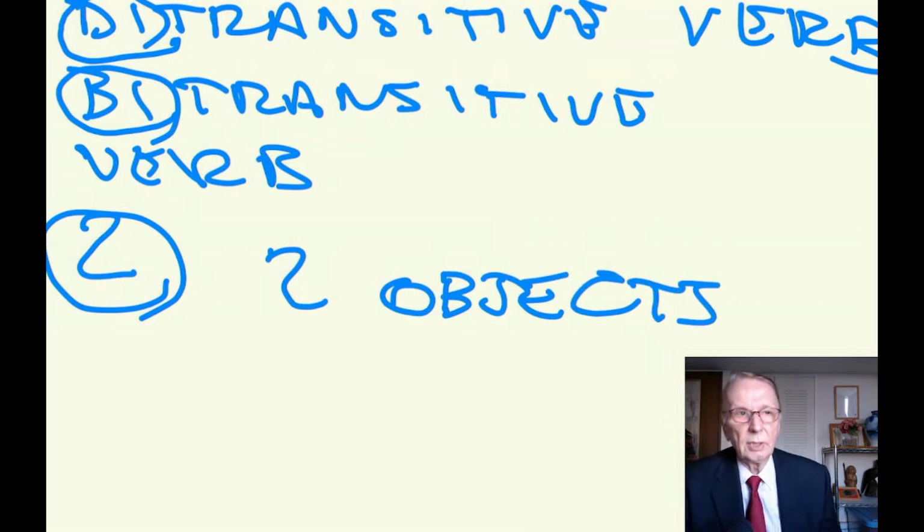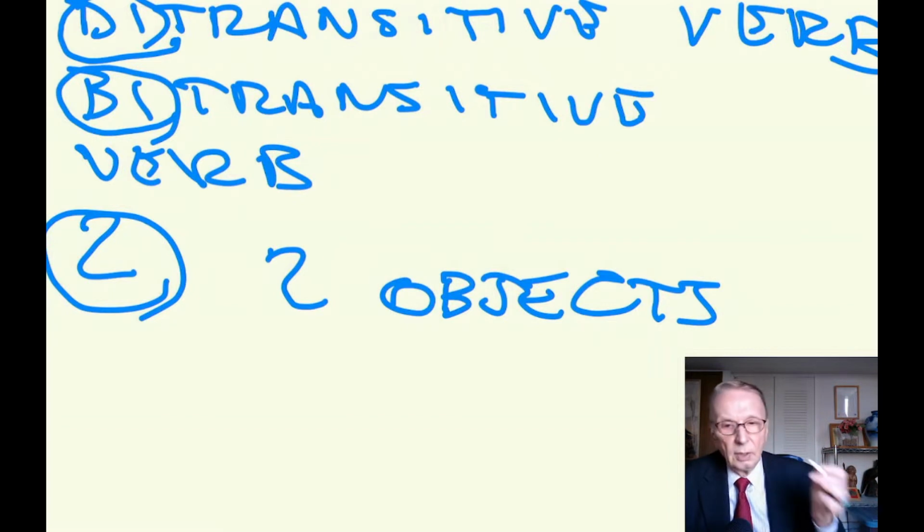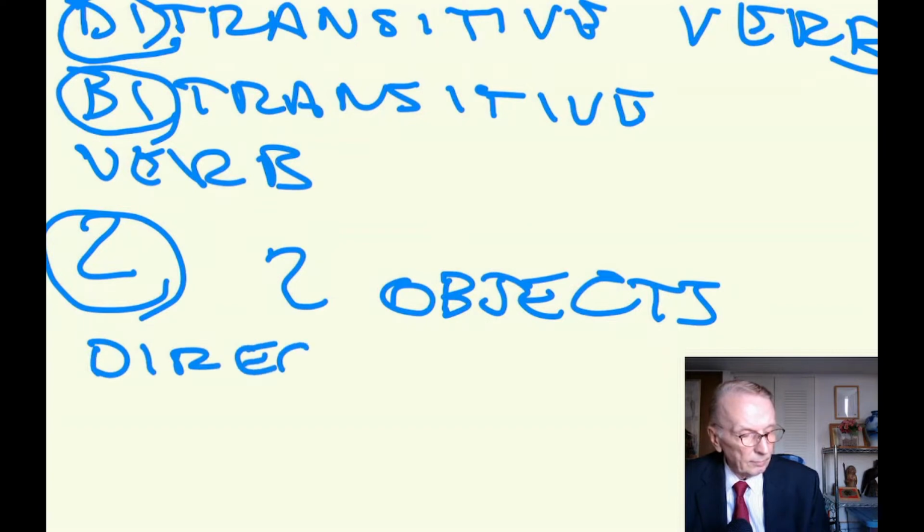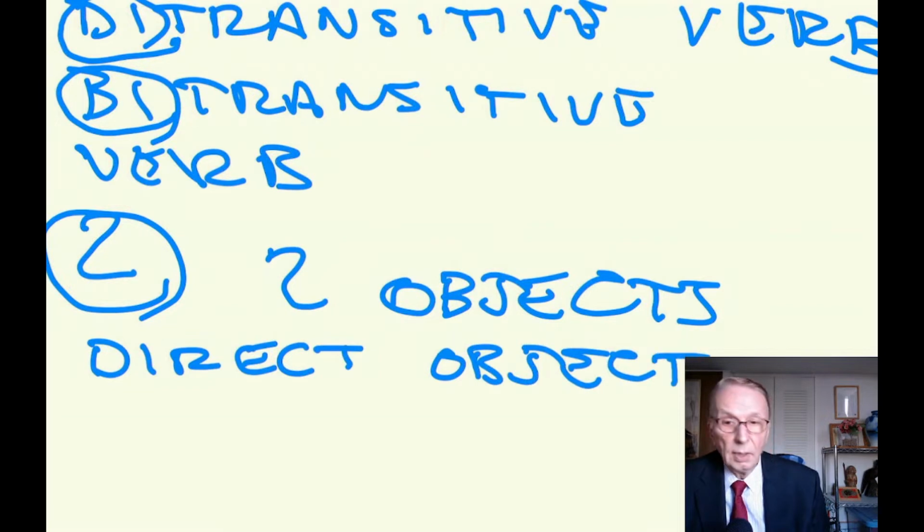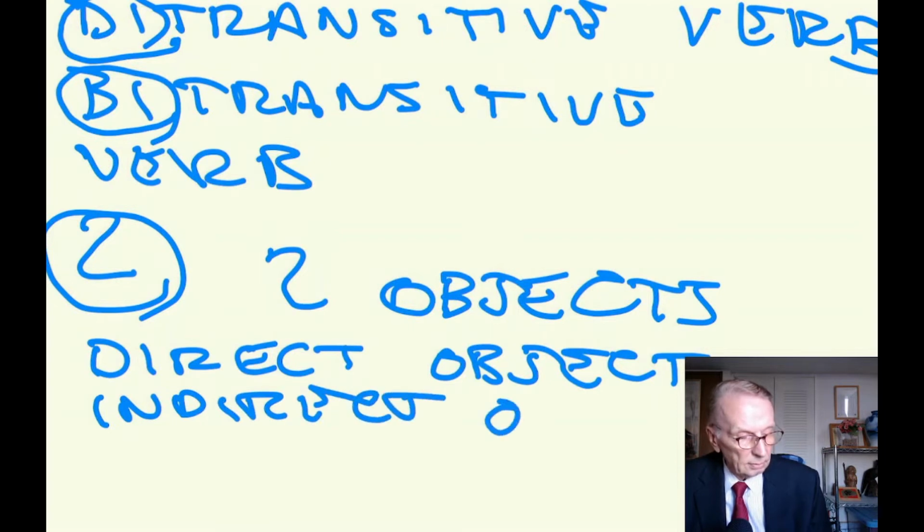Sounds a little bit difficult, but it's not as difficult as it sounds at this point. It does get difficult later, but at this point, it's not so difficult. So, two objects. One object is a direct object. And the other object is an indirect object.